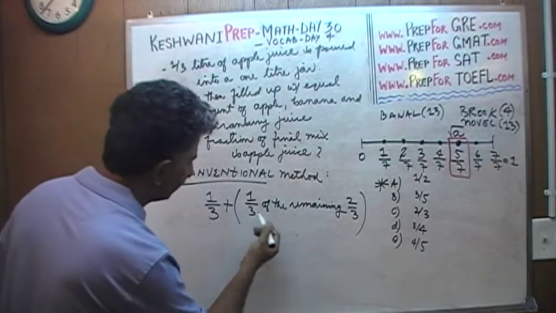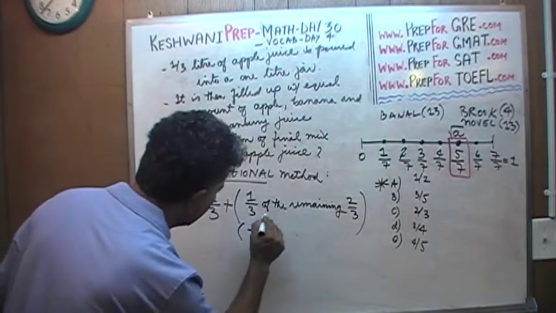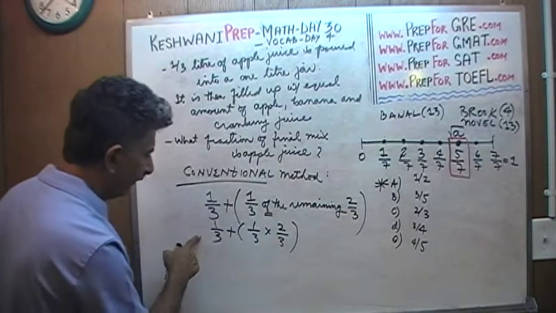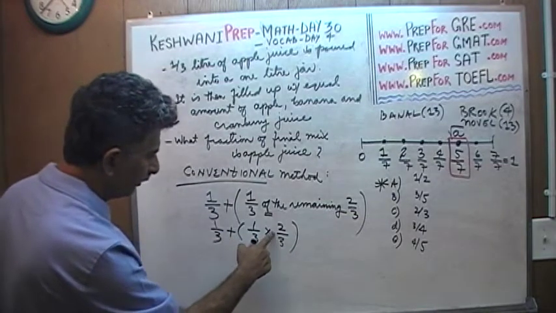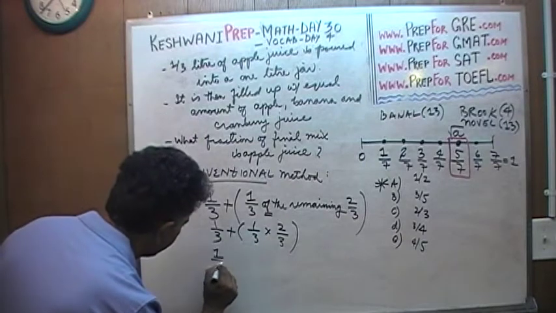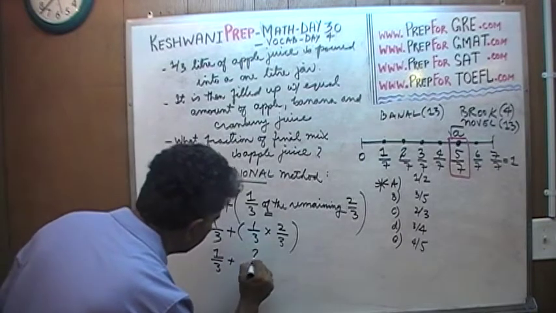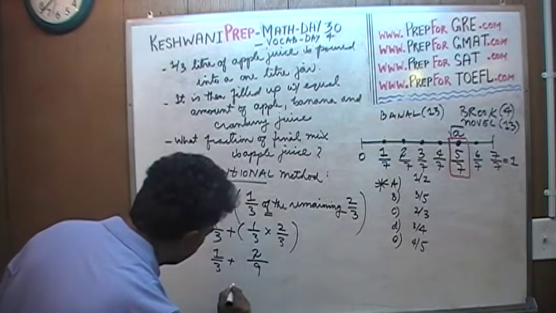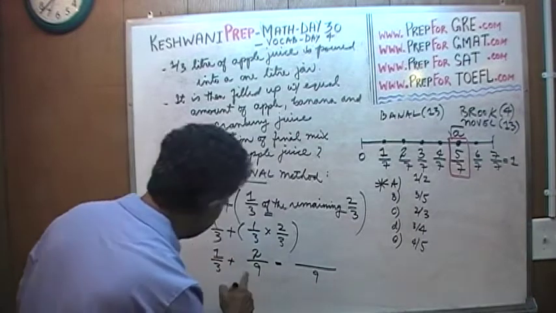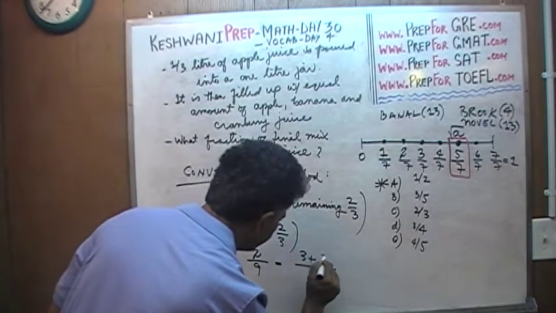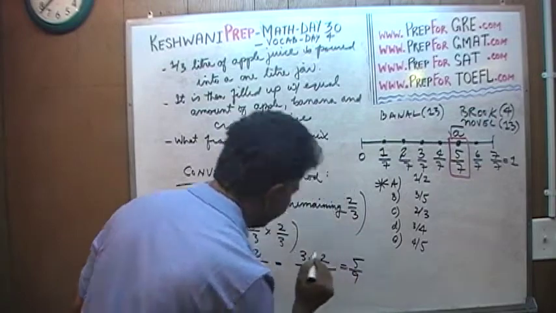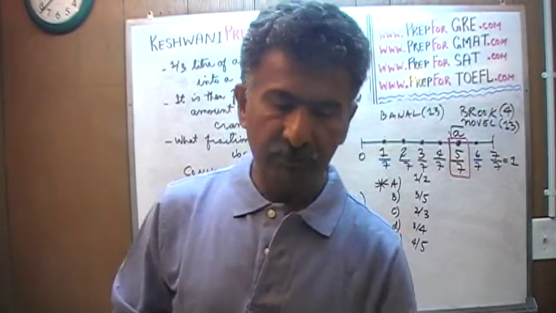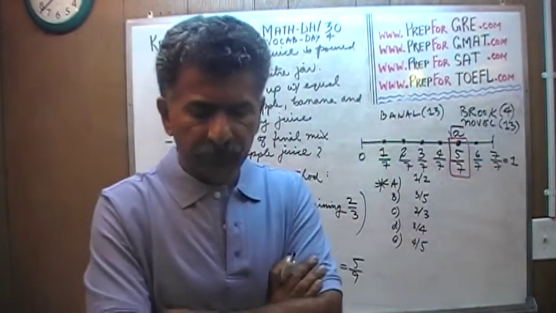How do we write it? What does "of" mean? It just means times. 1/3 of means times. So this is the total amount we have: 1/3 plus 1/3 of the remaining 2/3, which is simply 1/3 plus 2/9. Find the common denominator, a third and a ninth. The common denominator would be 9, and then we'll have 3 plus 2. That's it. The answer is 5/9. 5/9 liter of the final mixture is your apple juice. This was the conventional method.